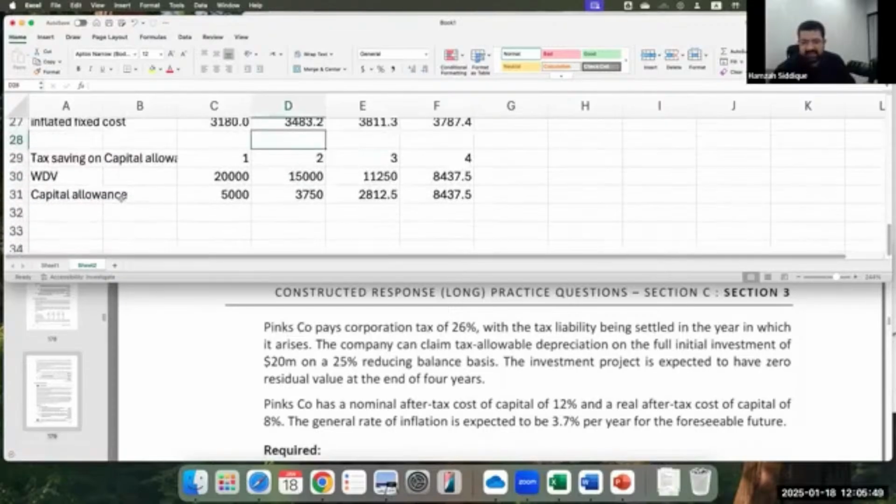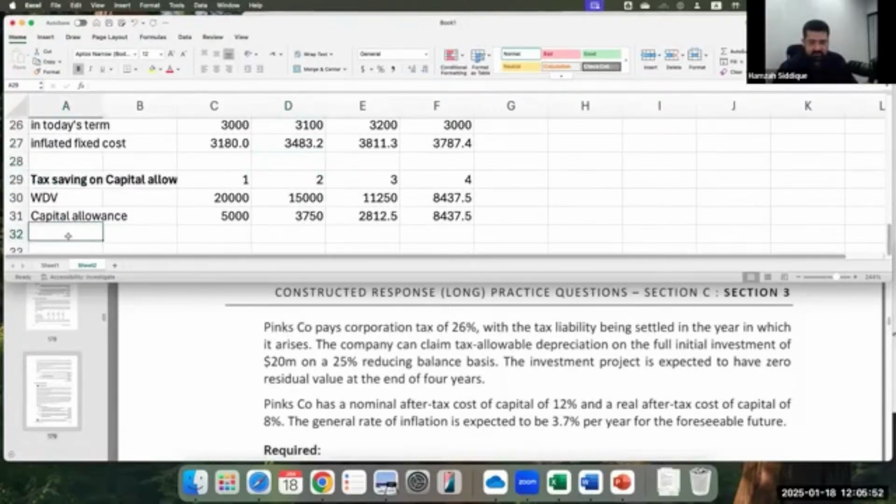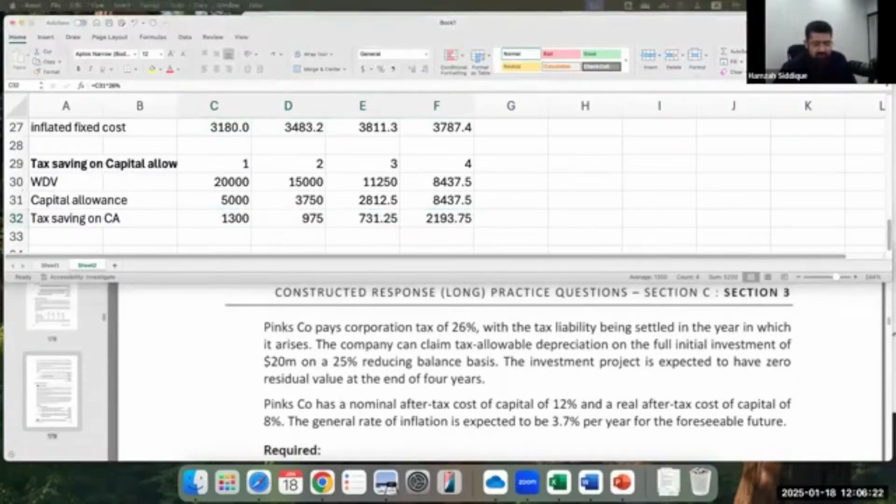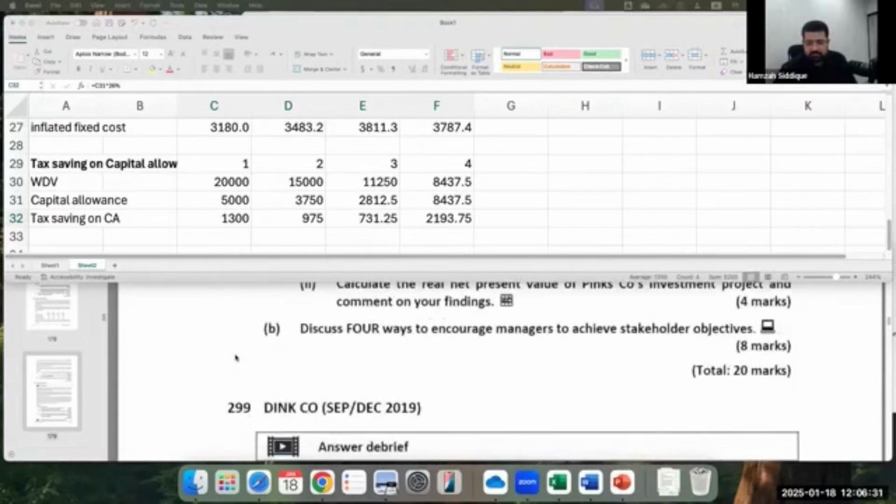So, tax saving on capital allowance. Tax rate is 26% in the same year, in the year in which it arises. This into 26%, same year. So tax saving on capital allowance is here in front of you. If there is any confusion, you can ask me before I proceed.